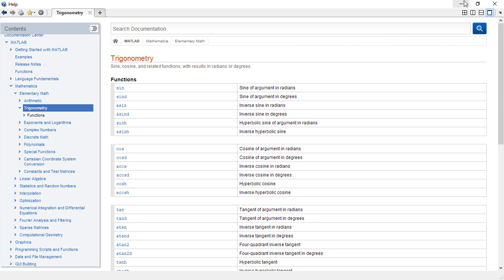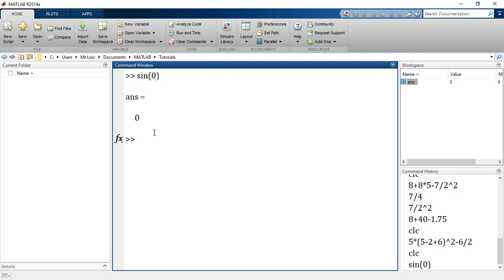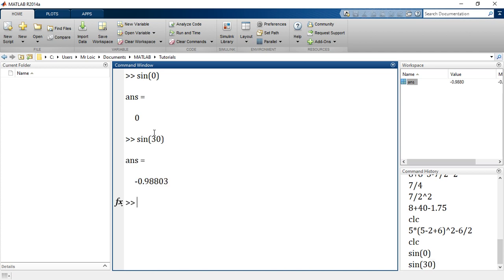If I reduce this to go back to Matlab, here we are on the command window. So let's give ourselves sines of some angles that we know. What angle do you know? Sine of 0, for example, is 0, obviously. So if I say sine of 0, that should give me 0. Sine of 30, remember, that should be half. But look at this. If I say sine of 30, look at the answer.